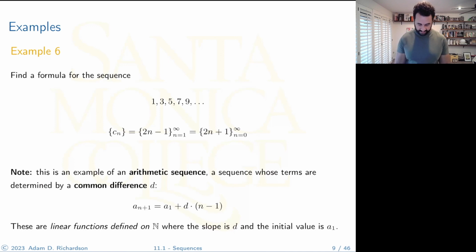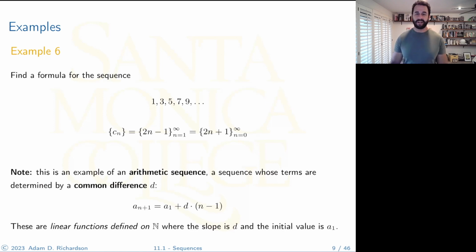Another little note here, this is actually an example of what's called an arithmetic sequence. We're not going to dwell on these too much, but arithmetic sequences are sequences where the terms are determined by a common difference d and some initial term. So basically, if you want to generate this sequence, you can write it recursively as starting at the first term and then adding this common difference this many times. That's really what it is.